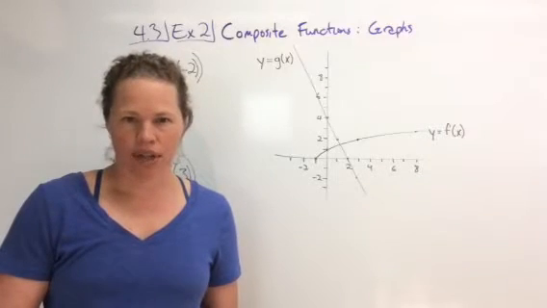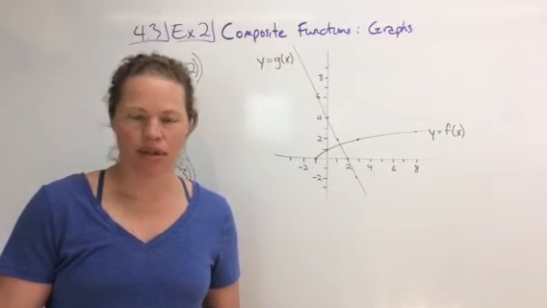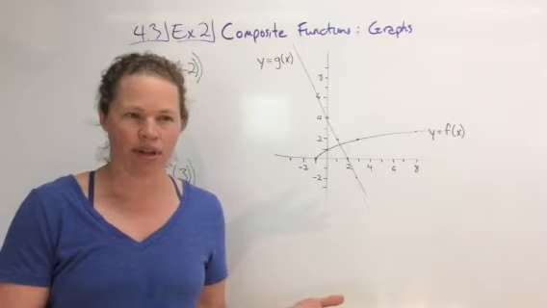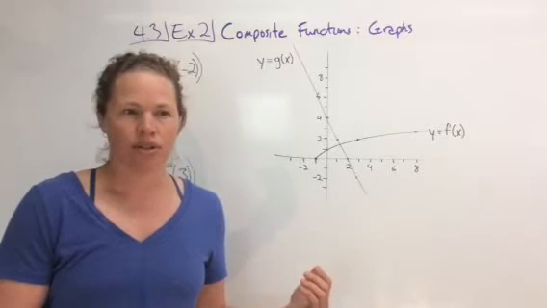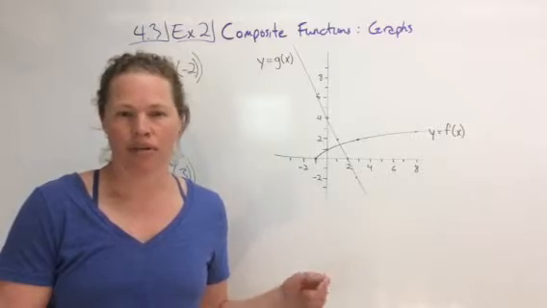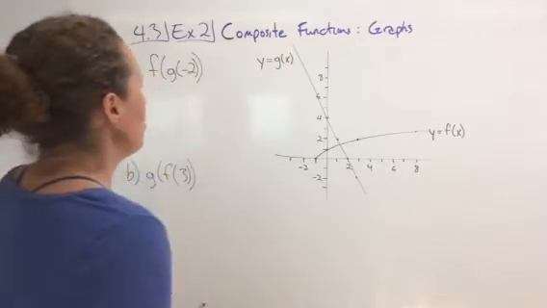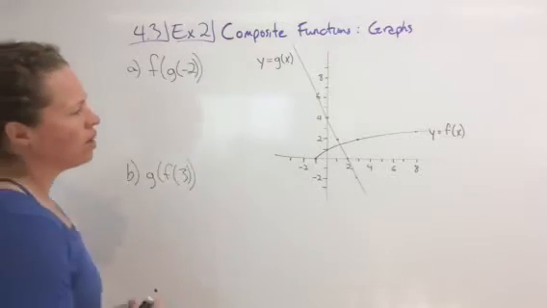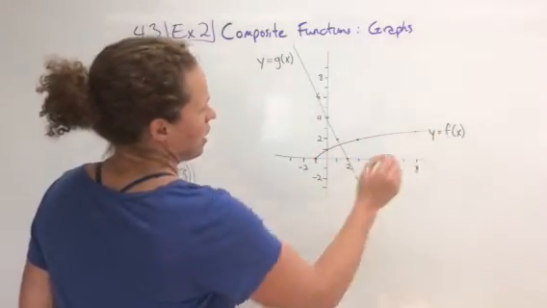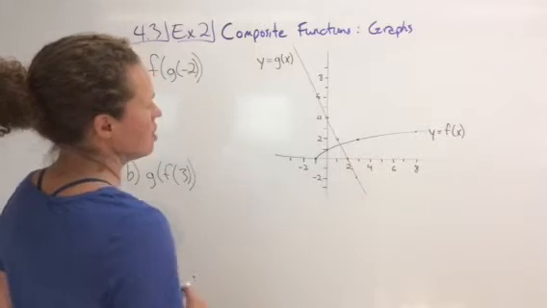Using a graph for a composite function is a lot the same as using a table. You're going to look up the y value for the x for the first function, and then you're going to make that your x value for the second function. So for this one, they give us f of g of negative 2. We look at this line as f of x, and this line is g of x.